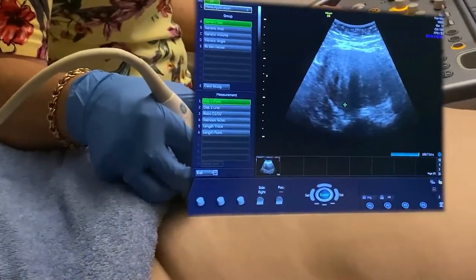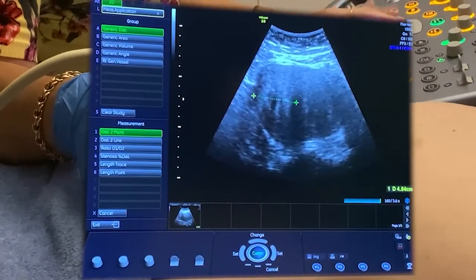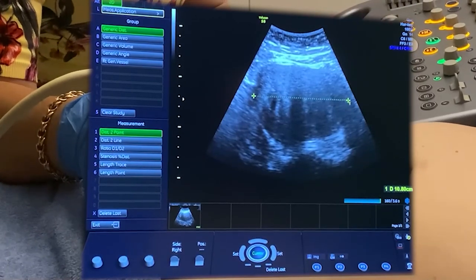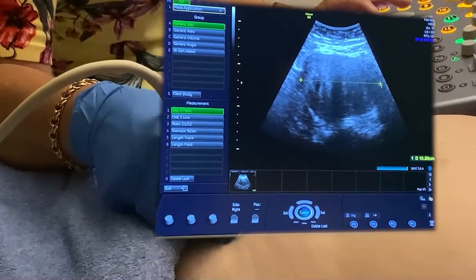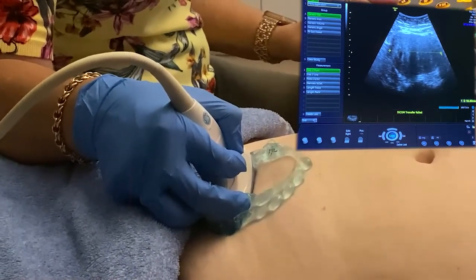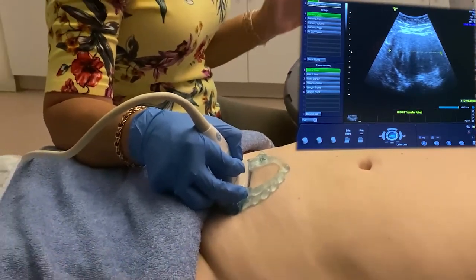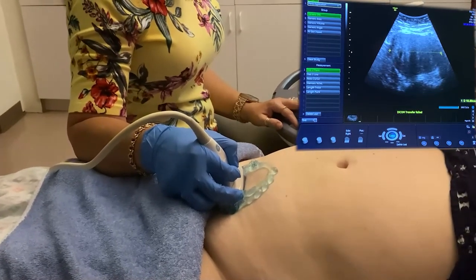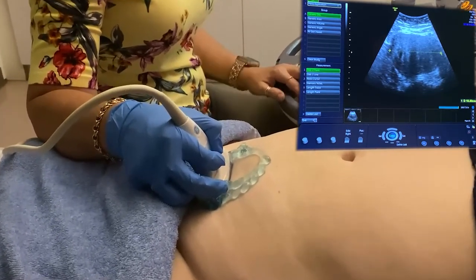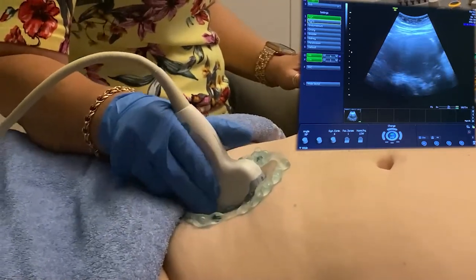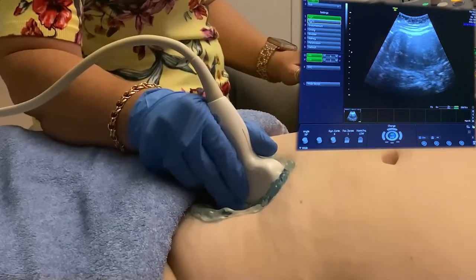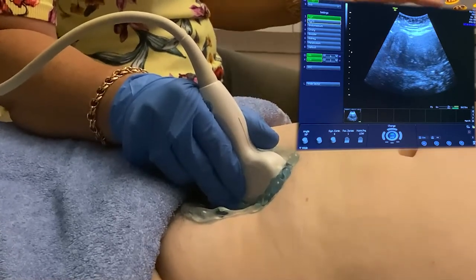And now I will do a transverse measurement, and that gives me a measurement of 10.8. So the overall volume of her uterus, or measurement, average is about 11.5 centimeters. Now I will measure the whole thing with the measurement package, and it will actually give me the uterine volume.